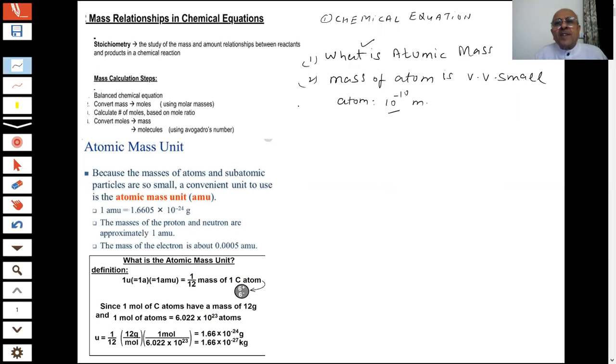If I say this is the radius of the atom, student, this is very, very small. Size of the atom is very, very small. These are very, very small particles, students. Then how will we measure the mass? That was a real problem, student, for them.